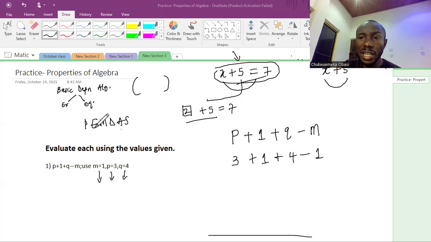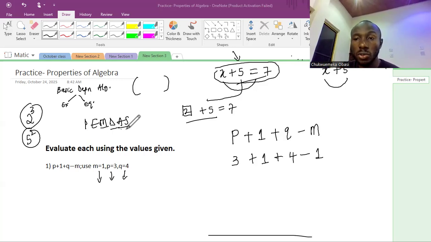The E represents exponent. If you have stuff like this, 2 to the power 3 or 5 to the power 2, these are exponential expressions. These are the next stage of your evaluation process. And then the M is multiplication. You're good with that. D is division, A is addition, and S is subtraction.